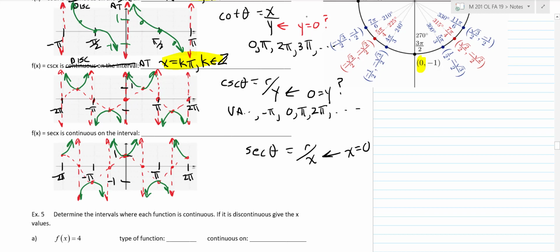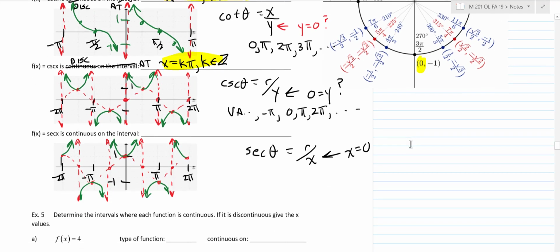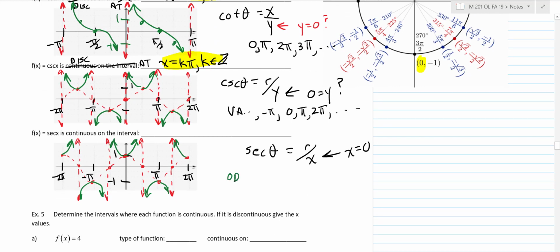Okay, and then what happens on this is, x is 0 at pi over 2, 3 pi over 2, 5 pi over 2, odd pi over 2. So you can just think of this as odd pi over 2. So again, we're going to say the secant is discontinuous at x equals k pi over 2, where k is an odd integer.